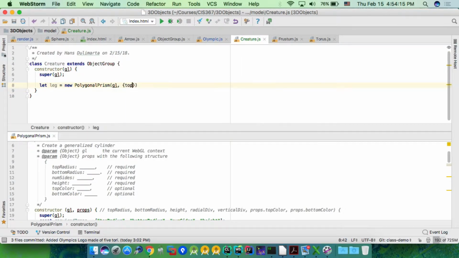So top radius, what would be a good number? 0.1? Smaller than that? 0.05? Gotta be bigger than a tail. Let's think about it. Okay, and then the next property will be the bottom radius. Same or bigger? 0.06, okay. And then the other required parameter is number of sides. I don't know, maybe 20. Yeah, 20. And then height, a required property here.